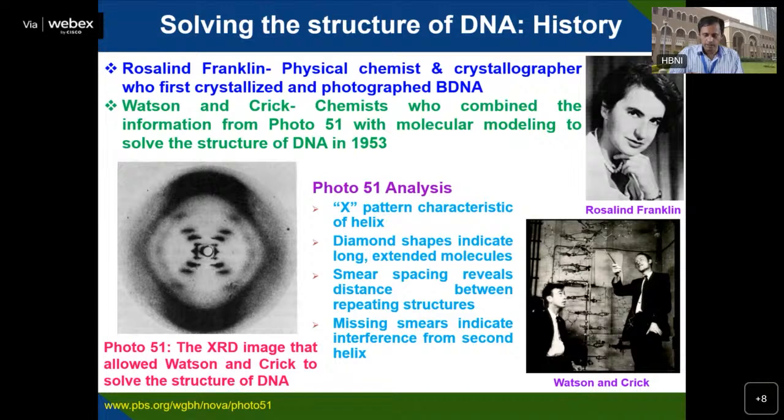Watson and Crick combined the information from Photo 51, which they got on a photographic film, with molecular modeling to solve the structure of DNA. What they did: they got this type of diffraction pattern on the film, and in it they got an X-type line. You can see this arrangement is an X. That X indicates a helix structure.